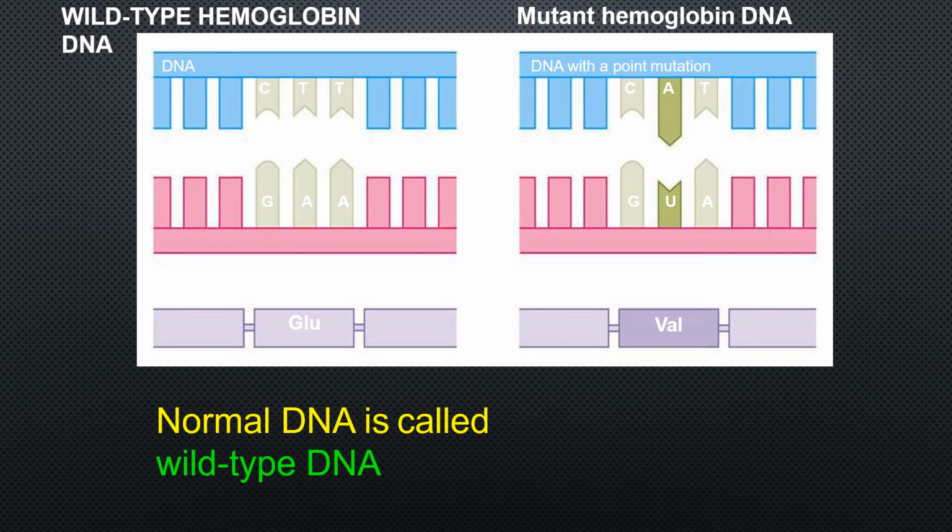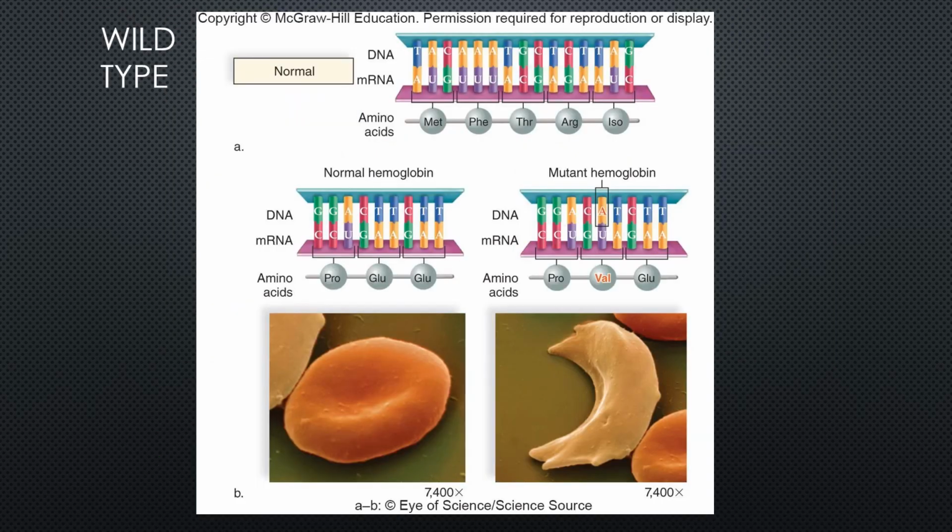So what we call normal DNA, the other term for it is what is called wild type. We have wild type versus mutant hemoglobin. So here we go with our wild type DNA at the top, with the mRNA being processed just the way it should be. And then here is our mutant hemoglobin with our substitution right here of A, and that provides a valine as opposed to a glutamine.